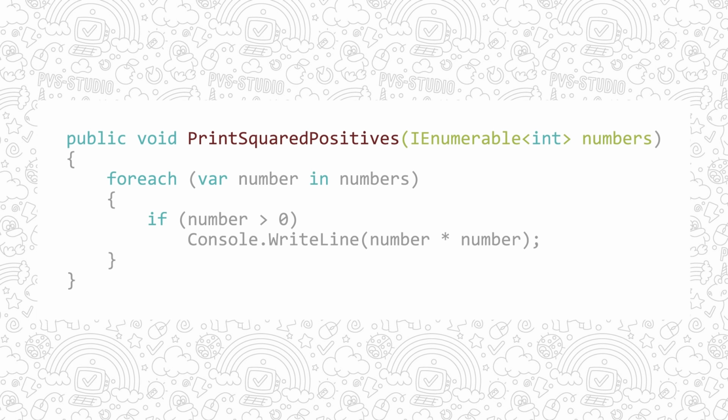Lambda expressions slow down the app if an expression uses captured variables. But we'll get back to captured variables some other time. In fact, it would be better if the method got List instead of IEnumerable as an input. In this case, there will be no new objects in the heap.